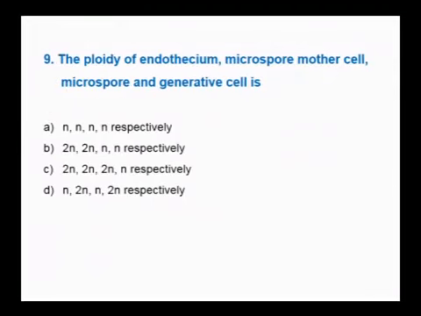Next question. The ploidy of endothecium, microspore mother cell, microspore and generative cell is. See, endothecium is a part of anther, it is sporophyte, therefore it is diploid. Microspore mother cell is also diploid. Microspore is haploid. Generative cell is haploid, therefore it should be 2n, 2n, n, n. Therefore, option B is correct.